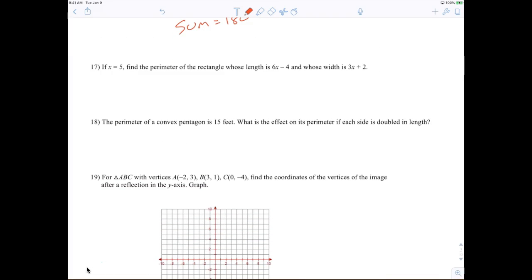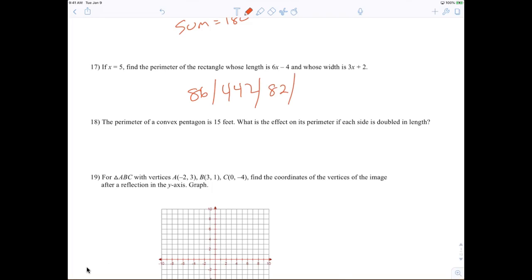If x equals 5, find the perimeter of a rectangle whose length is and width is. What was that answer? I don't even want to do that problem. 442. Somebody said 86. Somebody said 400 and what? 442. What else? Charlotte, what'd you get? 82. Good. Somebody else.